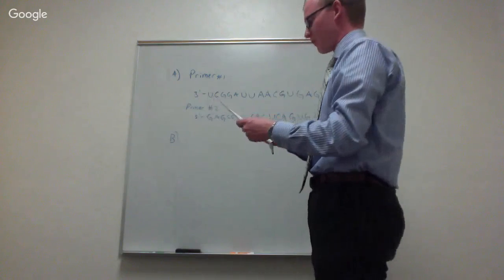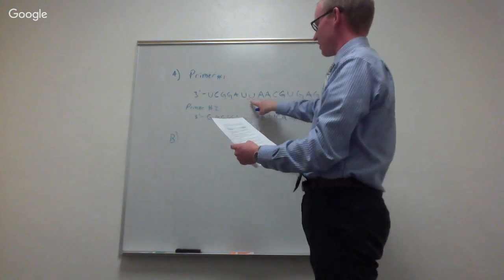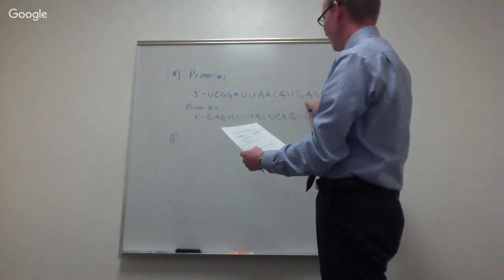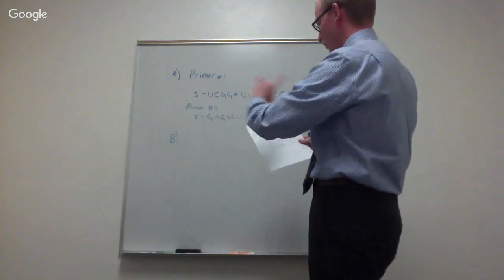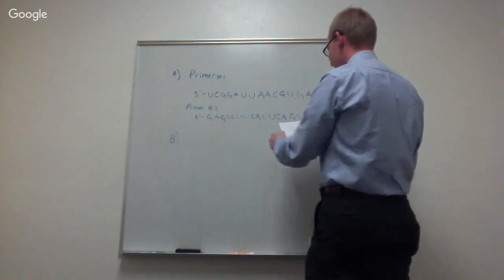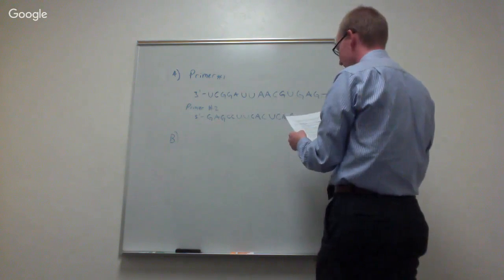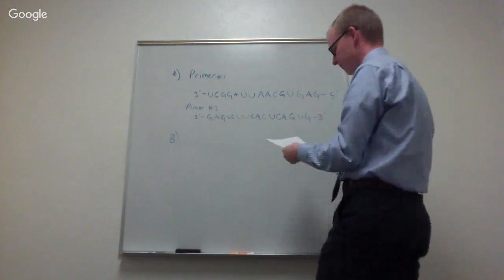My first primer on the top right should read UCGGA, UU, AA, CGU, DAG from 3' to 5'. The second primer over on the left side of the screen is a 5' GAG, CC, UU, CA, CUCA, GUG, 3'.